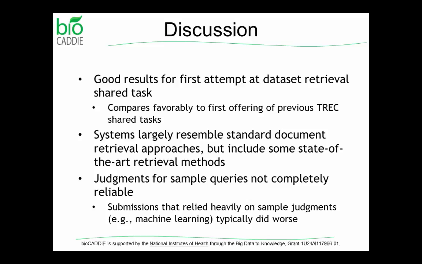And then the flip side of this is some of the participants heavily relied on these sample judgments to do things like machine learning, and it gets to the point where if you can easily over-rely on something that's not necessarily very reliable, then that can backfire.